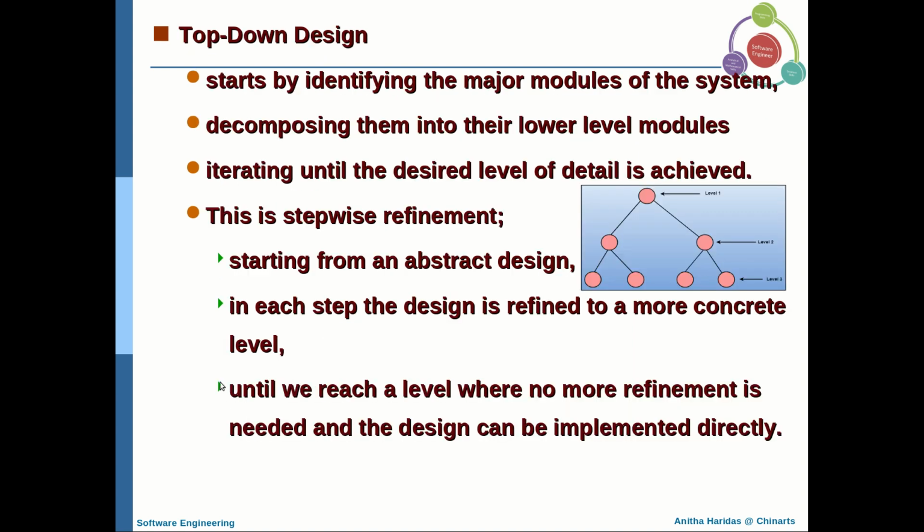Now the next design strategy is called top-down design. In the top-down design, it starts by identifying the major modules of the system. Suppose, often when we discuss software engineering, I give you the example of a college management system. When you take a college management system, you first have to identify the major modules. For example, the admission process is one of the modules. Student management is another module. Teacher management is another module. So you identify all these kinds of major modules.